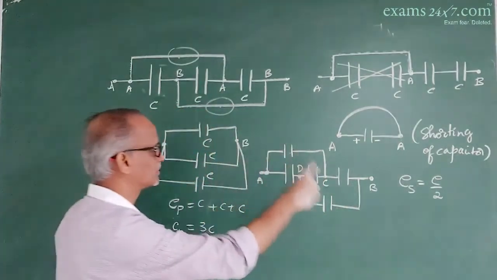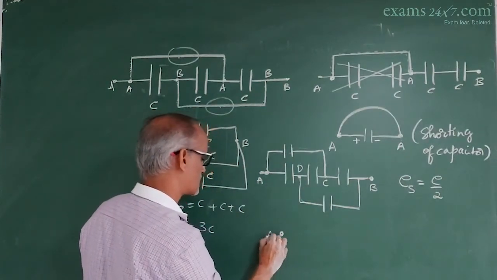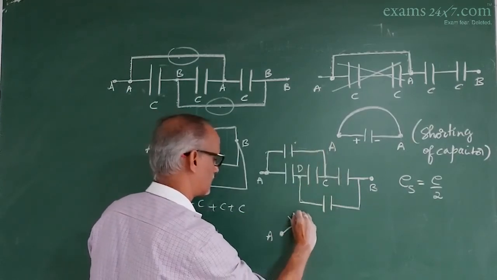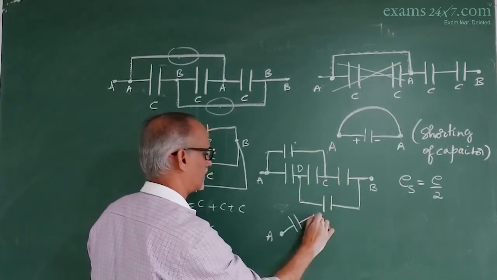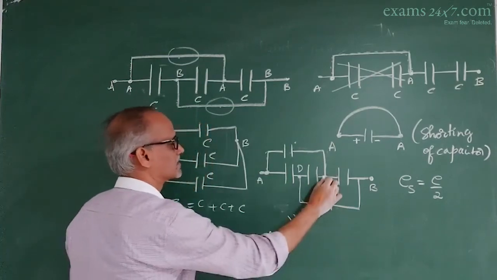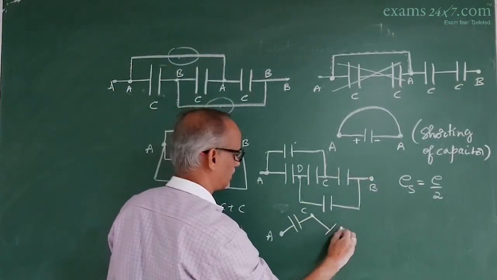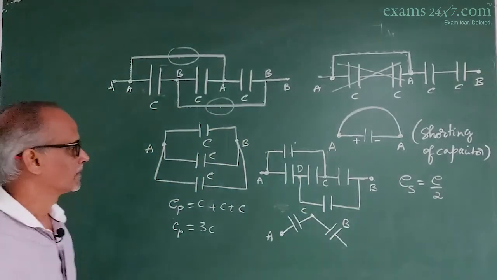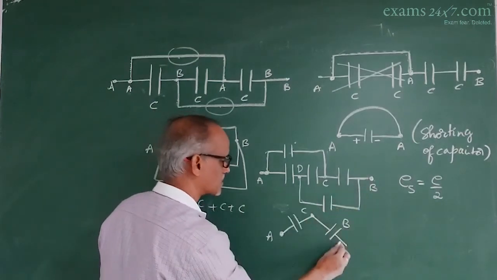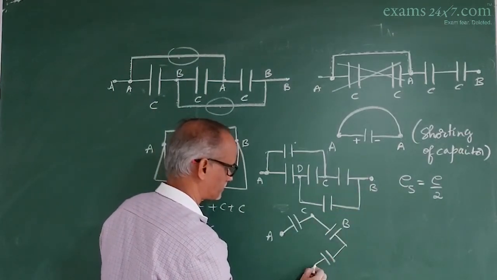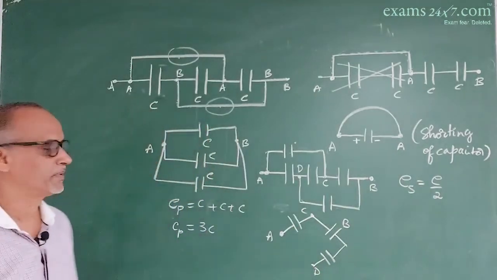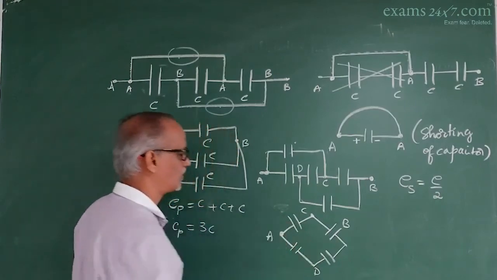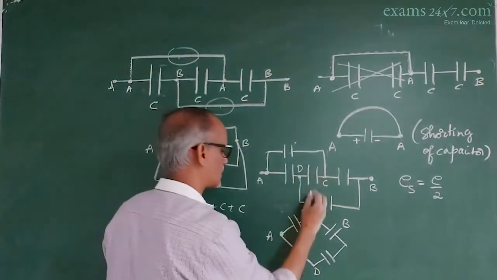So now if you rearrange this entire diagram, this is point A. From A to C, there is a capacitor. Then there is a C to B, there is one more capacitor. Then B to D, there is one more capacitor. Then D to A, there is one more. And then between C and D, there is one more capacitor.